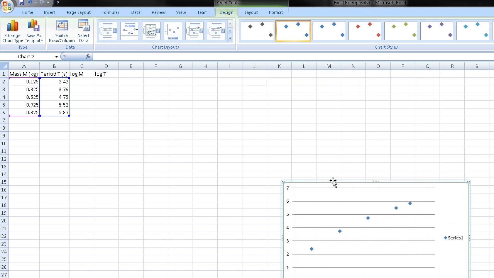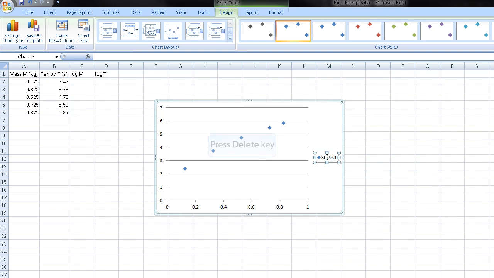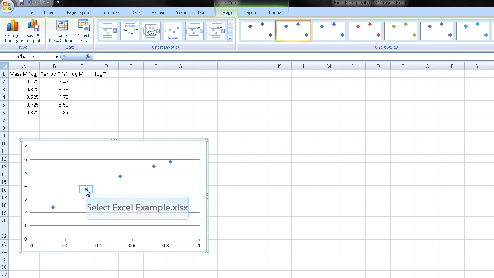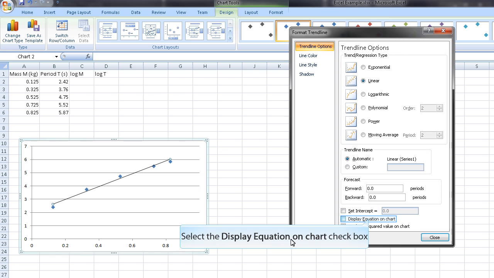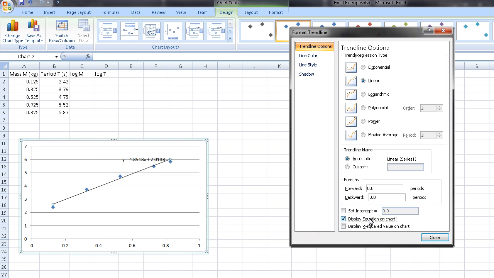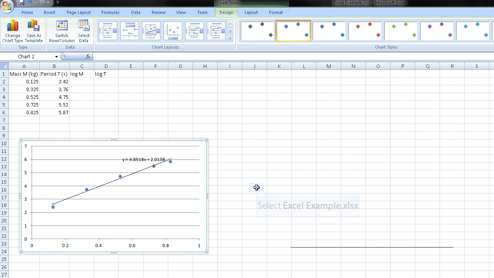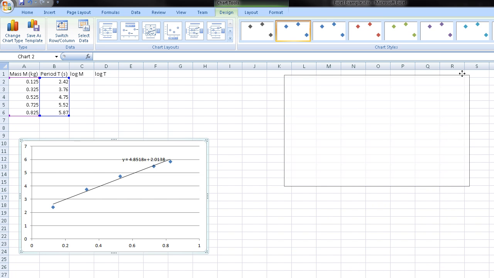Go to scatter, and I'm not going to bother with the axis labels. So here you can see if I try to fit a trend line that is linear, show equation on the chart, it is not a very good fit, because you can see that the points are kind of curving. So what do we do in this case? So I'm going to move this over here.